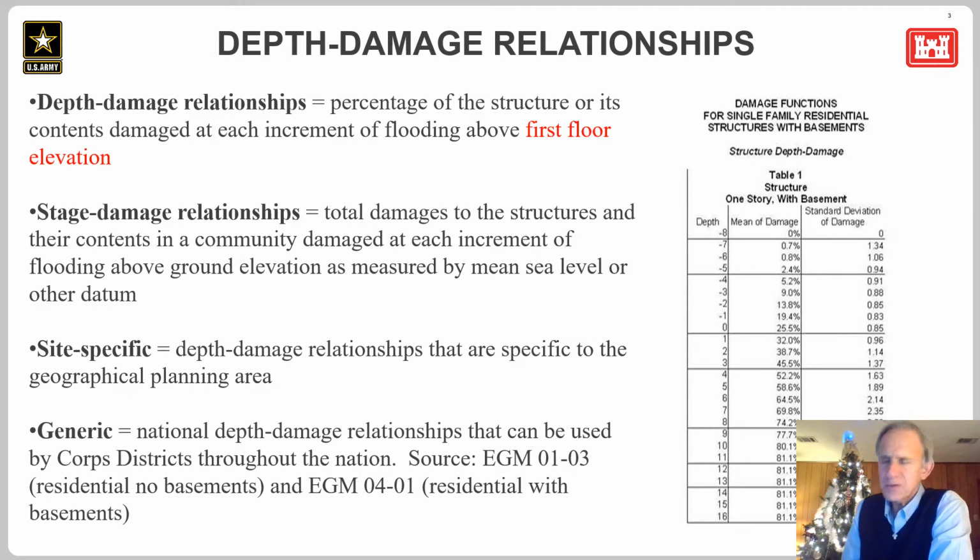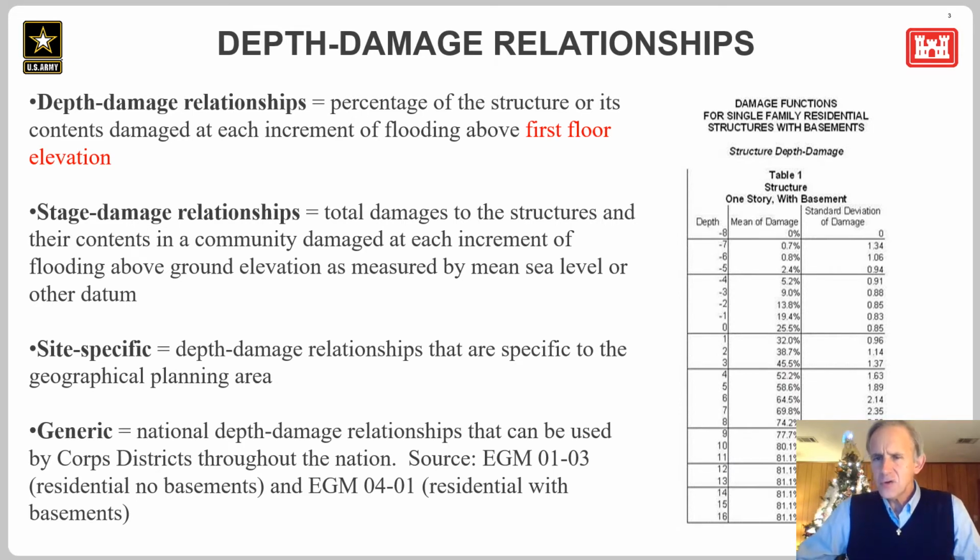Starting on depth damage relationships, which is something I've done a lot of work on throughout my career, depth damage relationships show you the percentage of damage to the structure or its contents at each increment of flooding above the first floor elevation. If you can see on the slide in table 1, it shows a depth damage relationship. The first column is the depth, and the depth is always related to the first floor, and the first floor elevation is represented by a 0. That's right at the bottom of the door.